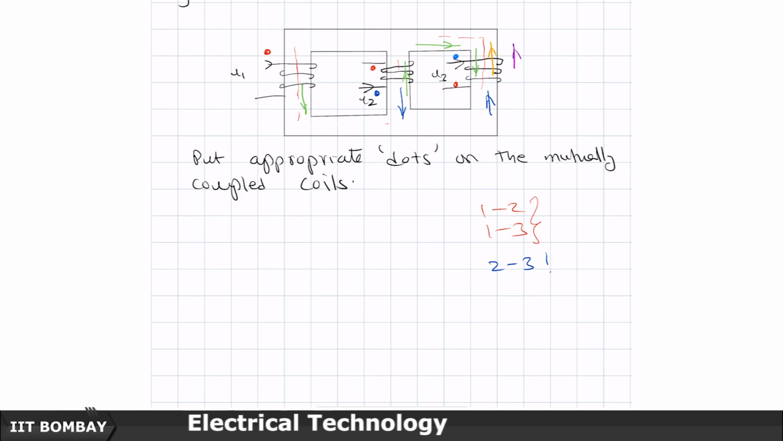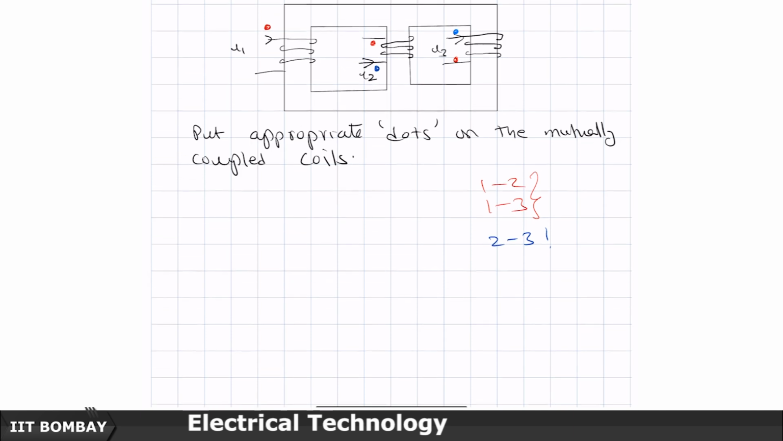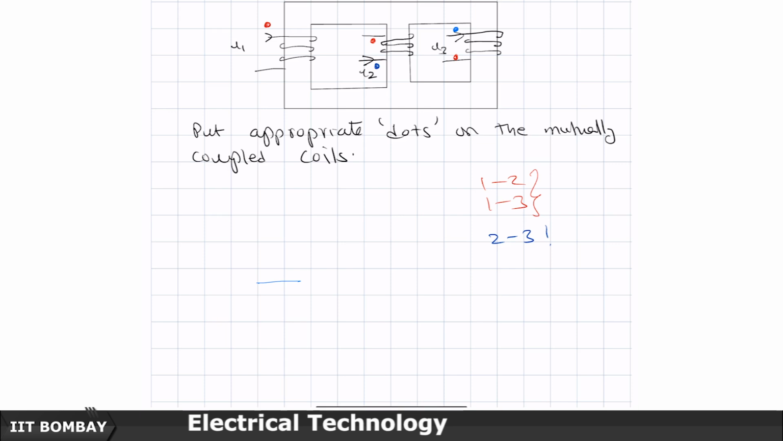So, now I will rub all this unnecessary flux paths that I have put here, and I come to the conclusion that these 3 coils, from outside, whichever way you want to connect it, you can connect it afterwards, but these can be shown like dots.